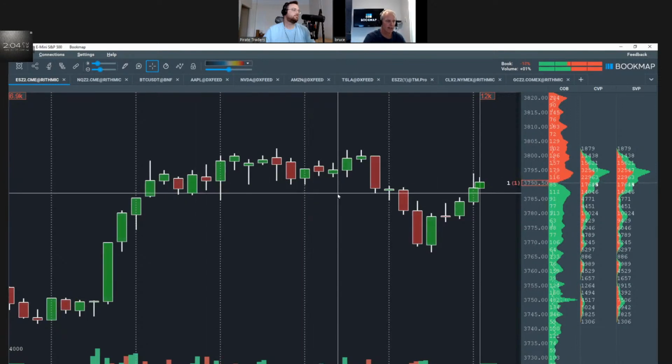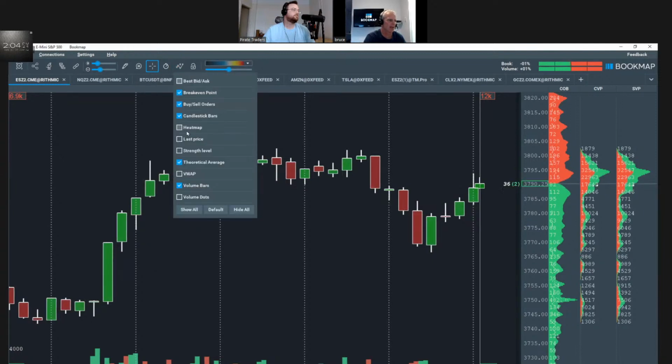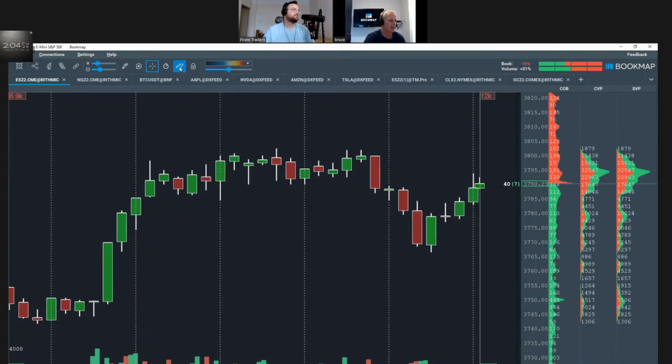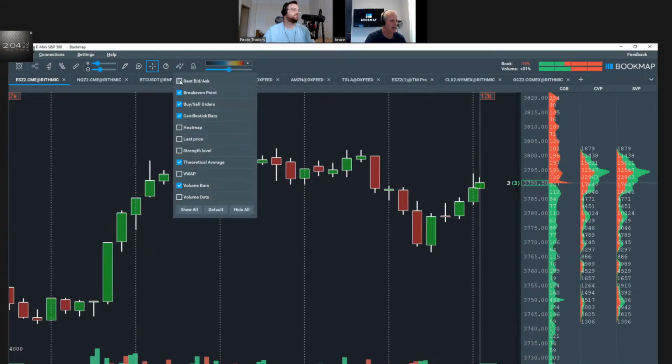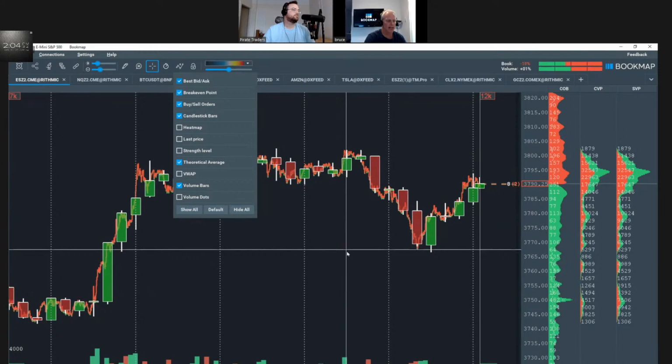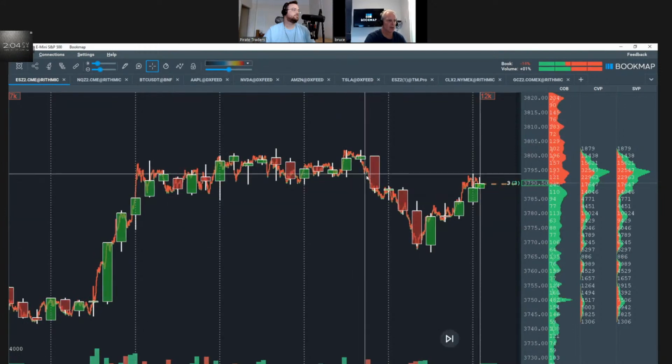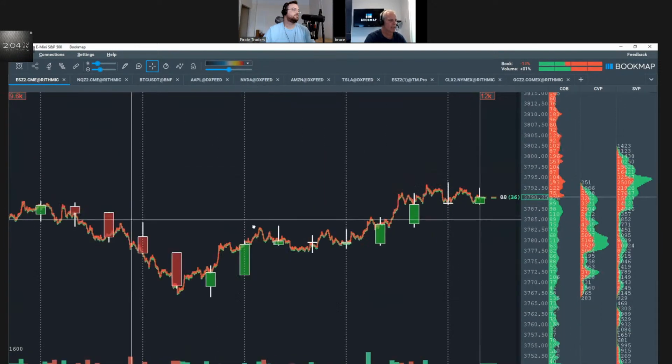So this is giving you already with Bookmap. If we look at the first element on the Bookmap chart, it is best bid and offer. All right, and that is going to show here the pure price action. There is no aggregation. So what do I mean if I zoom in here?